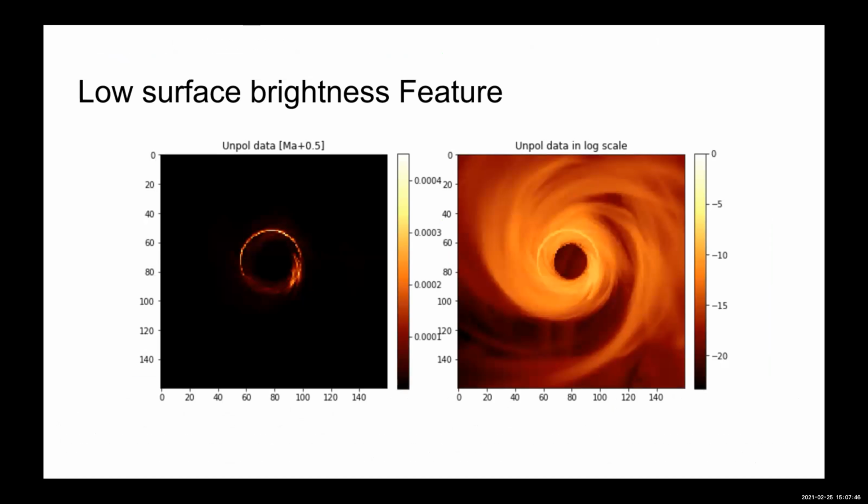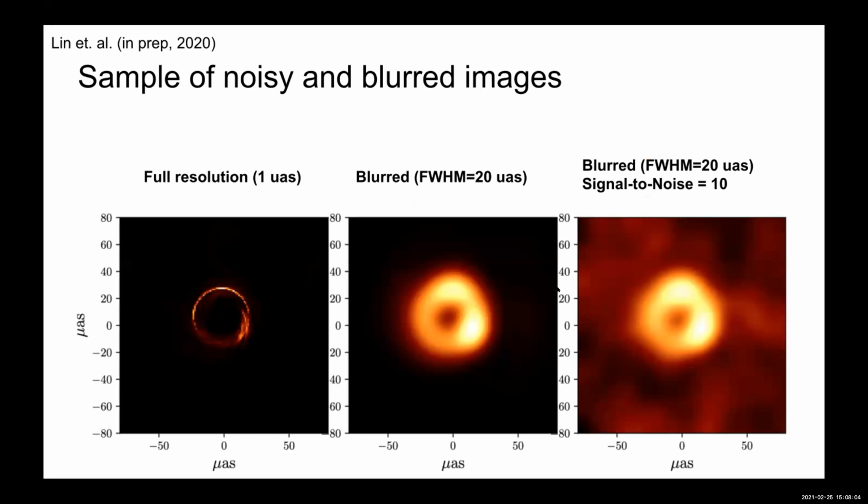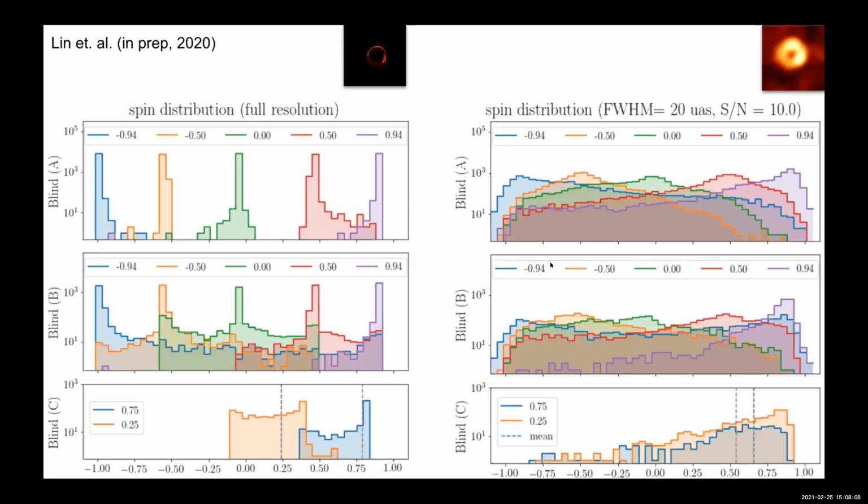We call this a low surface brightness feature because when you plot the image in log scale, you can actually see a lot of patterns showing up right here. We think the neural network really found that these patterns contain lots of information about spin, which is really exciting for us. Due to the time, I'm not going to talk about this further, but I would go directly into the summary.